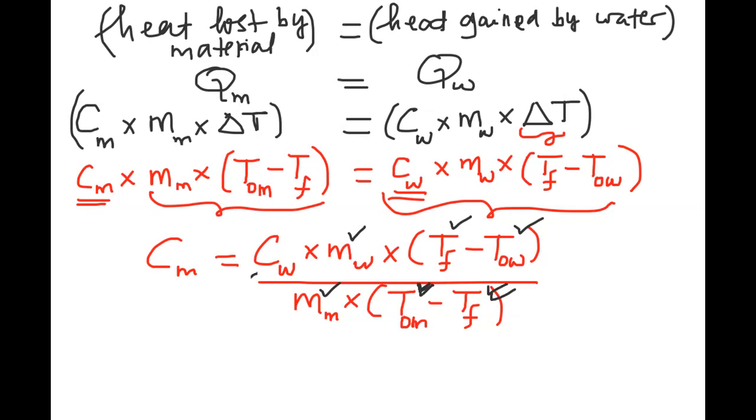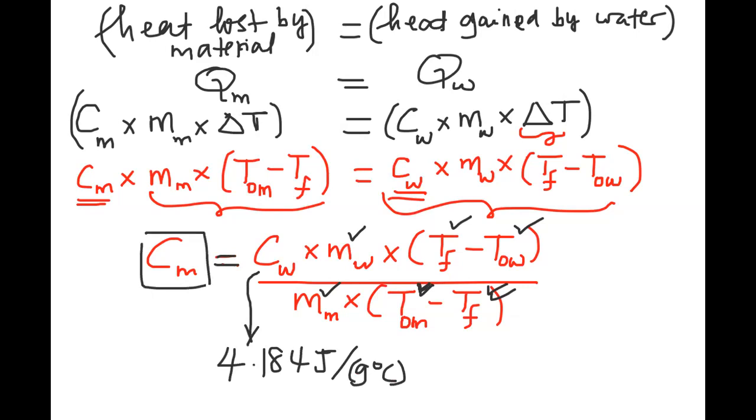The only thing that you have to know from previous learning, or from the internet or a table of specific heat capacities, is the specific heat capacity of water, which is 4.184 joules per gram degree Celsius. So this number has to be known. Then you can find your specific heat of the metal or material. This is the formula you are going to use.